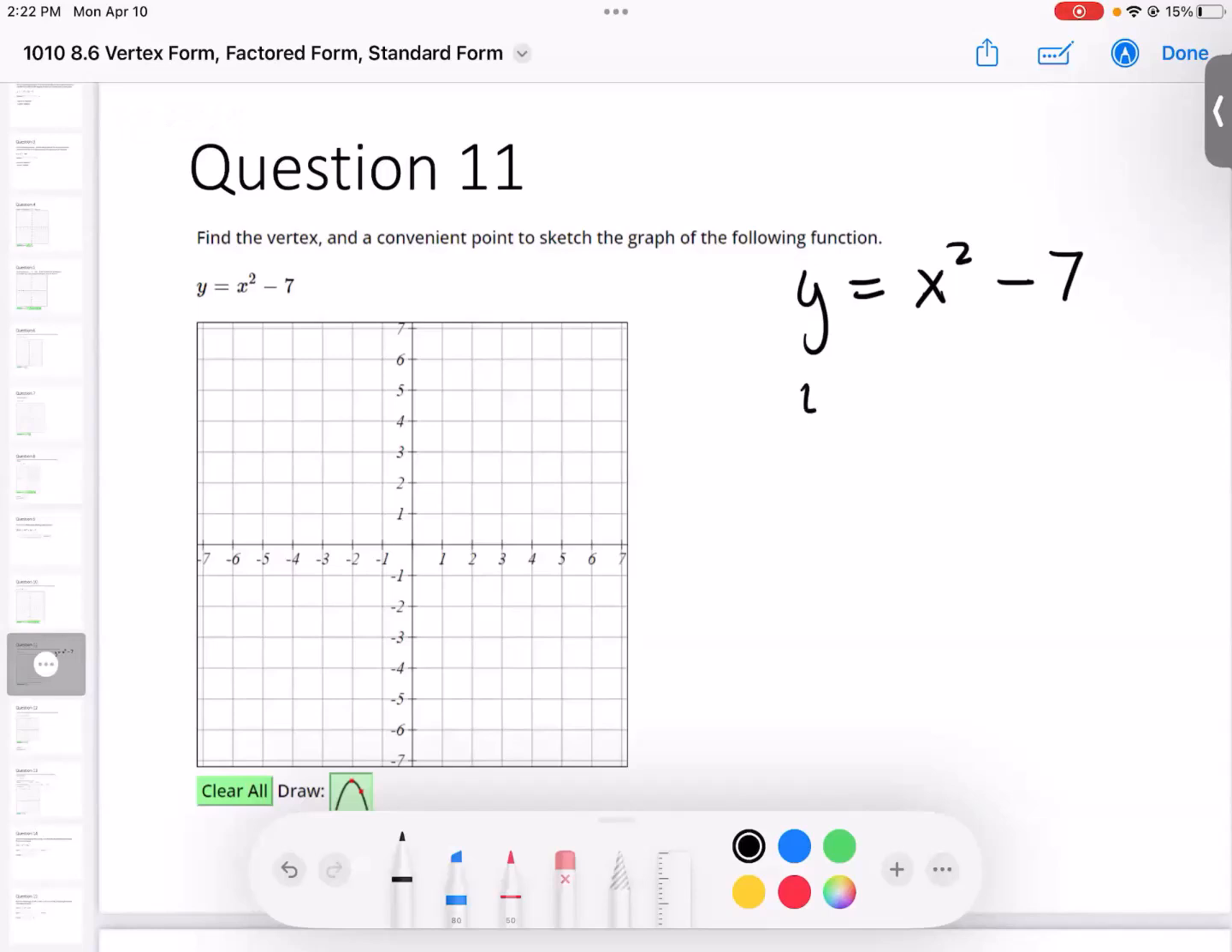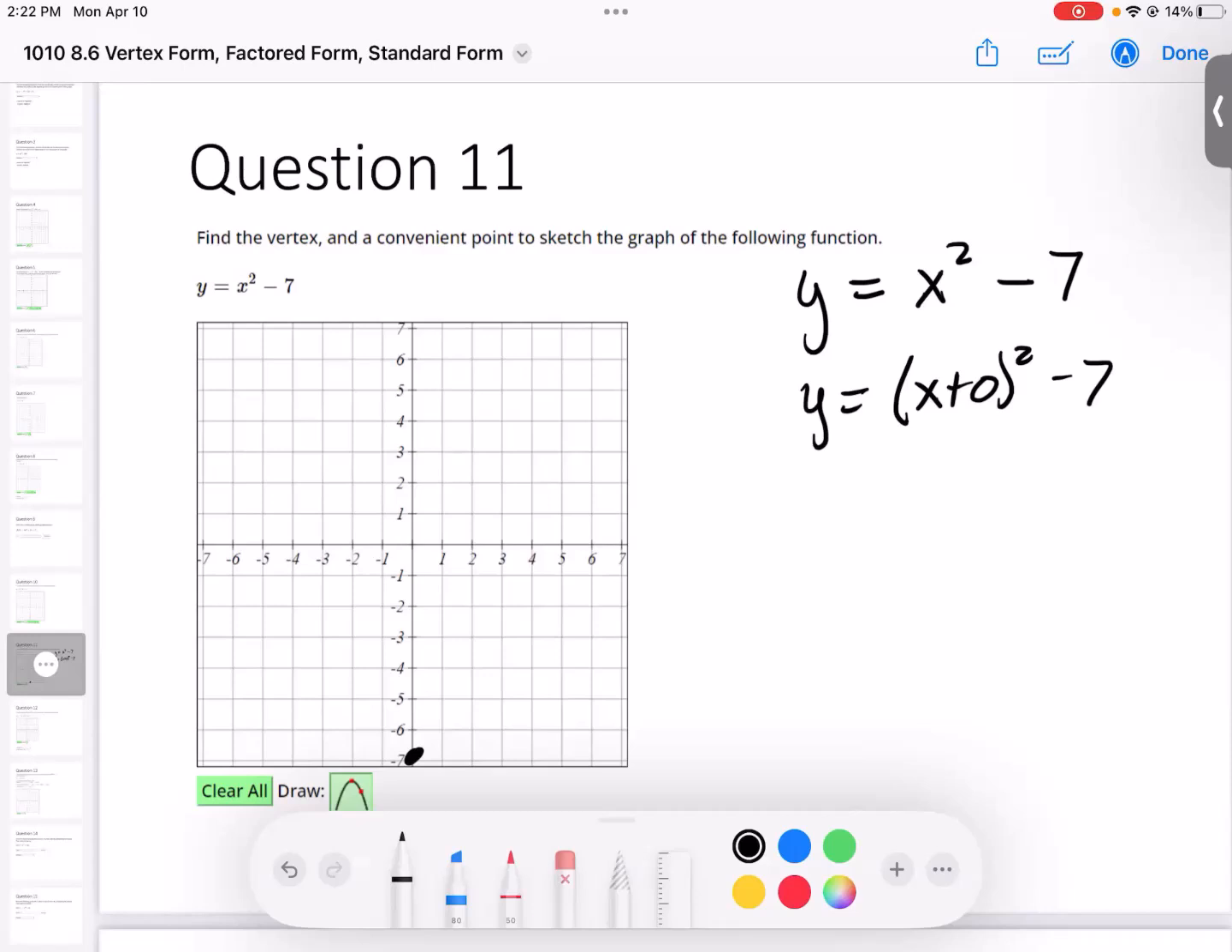And if you want to, you can think about it like this, if this makes it easier for you. Essentially what it's saying is it doesn't move side to side at all, but it does move down 7. So this point right here would be my vertex. And then I could find any one of the other points to finish graphing my parabola.